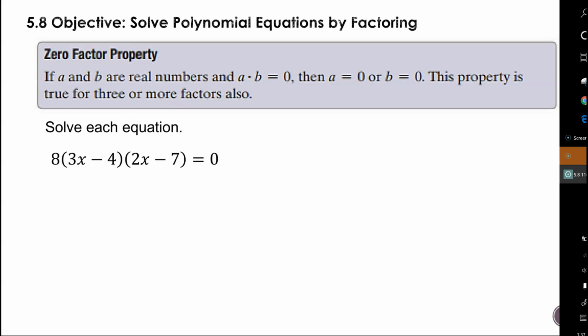If you multiplied it back in, you would have 24x minus 32, and you would get the same solution. So in this case, we can just set 3x minus 4 equal to 0, or 2x minus 7, and then solve for x in both cases. So on the first one we would add 4, then divide by 3, so x would be 4/3. And on the second one we would add 7, then divide by 2, so that would be a 7/2.